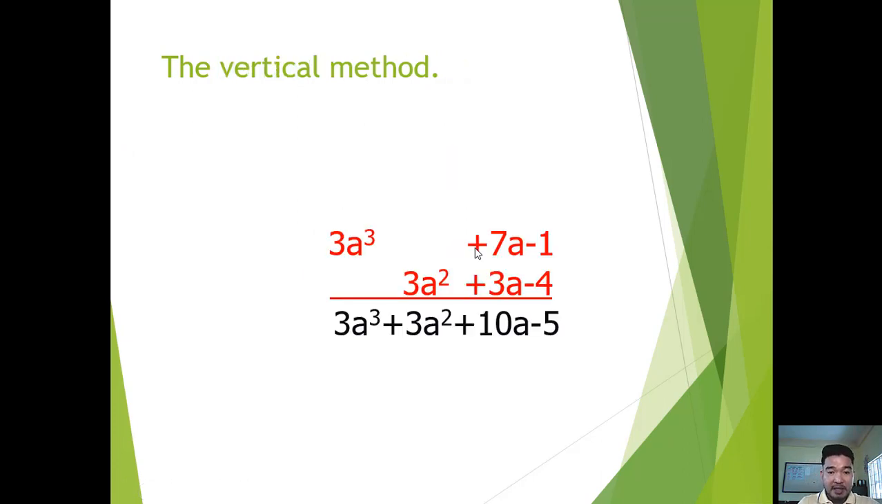How about the vertical method? Okay. As you can see here, kasi nga, dahil walang like term si 3a cube, wala siyang katapat. Si 3a squared, wala rin siyang like term, kaya wala siyang katapat. So what we do is to just bring it down. Ayan, nire-write lang natin, ibinaba lang natin sila. Then we add 7 and 3, so you will have 10a. Negative 1 plus negative 4 is negative 5. So the sum of the two polynomials is 3a cubed plus 3a squared plus 10a minus 5.